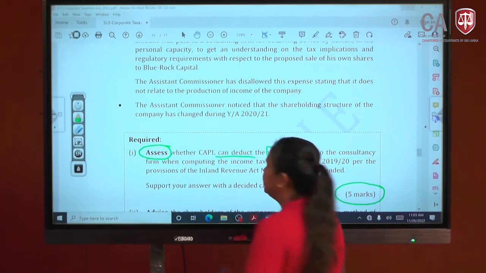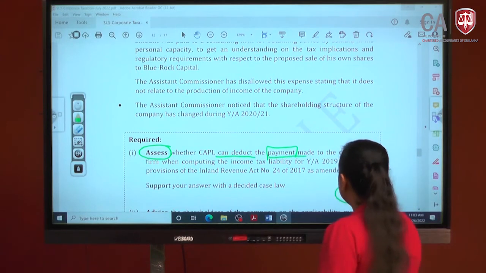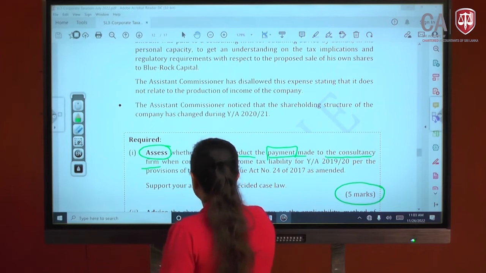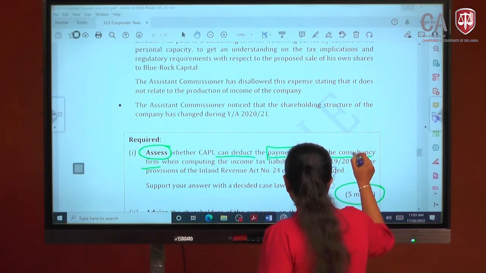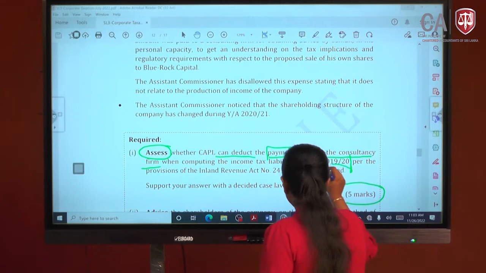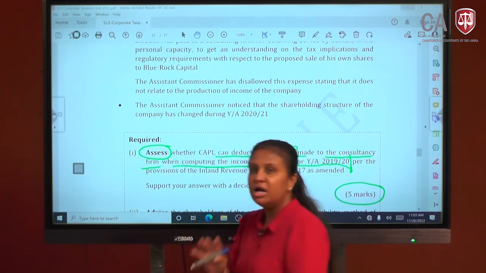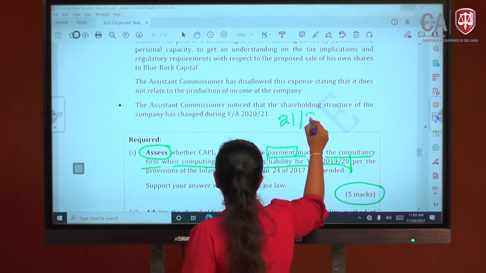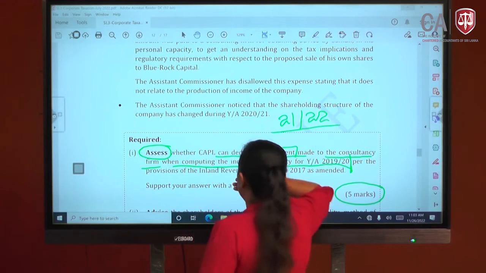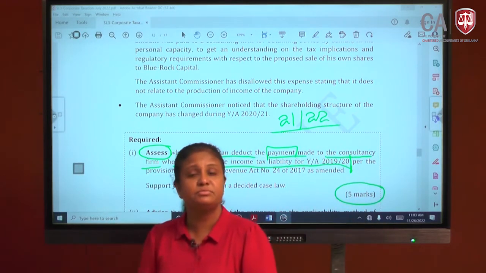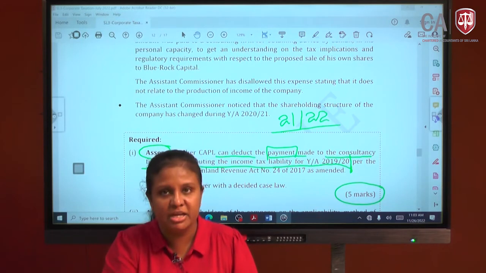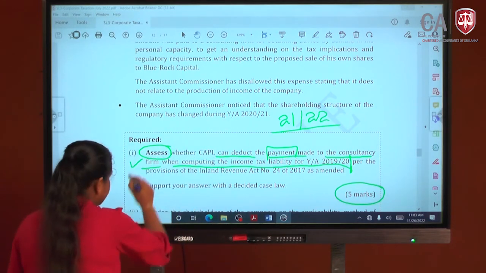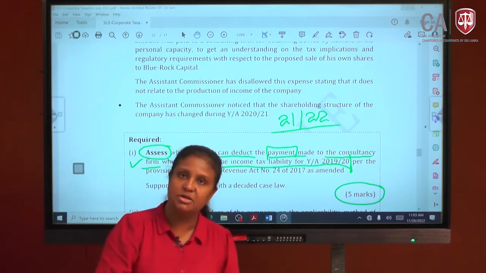Let me take one by one. It's a payment made to the consultancy firm, when computing the income tax liability for the year of assessment 1920. We are doing the tax computation. We have done it for 21, 22. But the question is asking about something we have done in the past, and today we need to assess whether what we have done is correct or wrong.